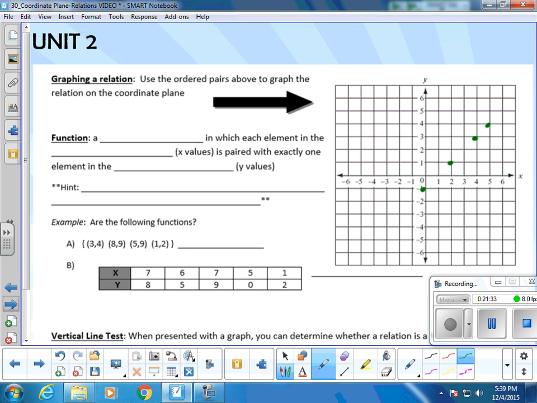All right. If it's a function, typically it forms a straight line. Does it have to form a straight line? It does not, but typically it does.